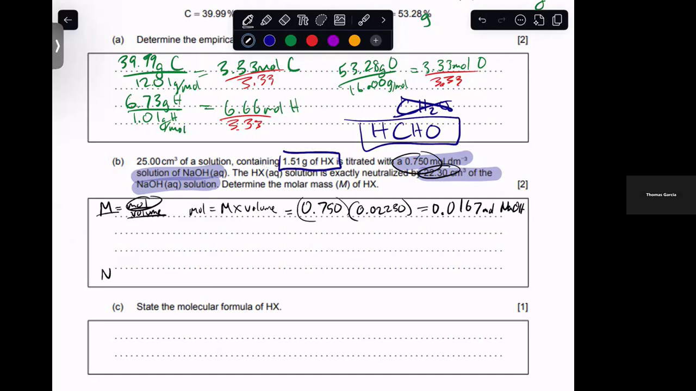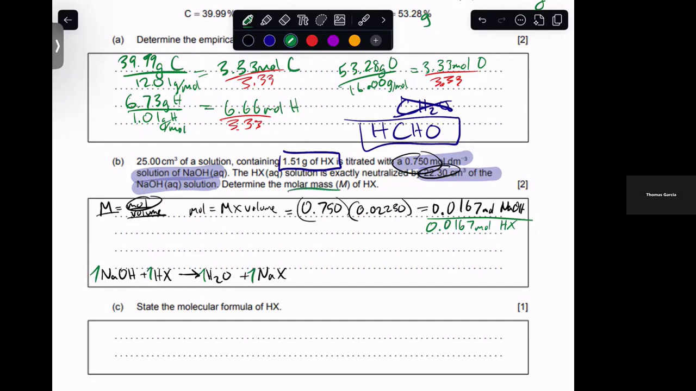Now, because it's monoprotic, when I take NaOH and add it to HX, I will generally get H2O plus a salt, NaX. You'll notice this is a 1 to 1 to 1 to 1 ratio, meaning if I use 0.0167 mole NaOH, I have 0.0167 mole of HX because it's a 1 to 1 ratio.